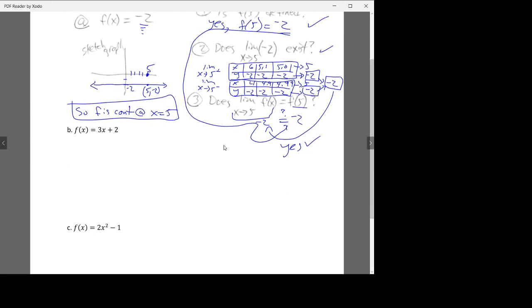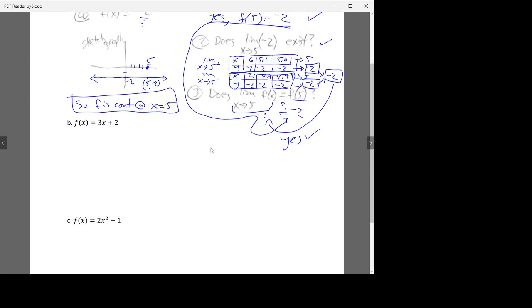Okay, and this next one here, 3x plus 2. So again, can you plug it in? F of 5 is 3 times 5 plus 2. That's 15 plus 2, 17. So yeah, does it exist? Yes. And then the second part, does the limit exist? Limit as x goes to 5 from the right. Limit as x goes to 5 from the left. And we plug them in.